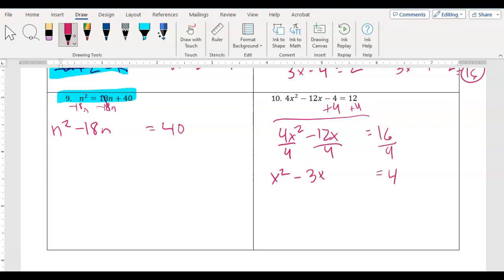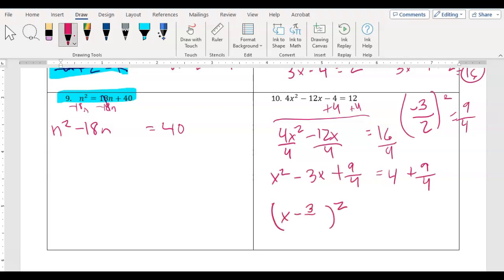There is a fraction in this one though, right? So negative 3 divided by 2 is negative 3 halves, or negative 1 1/2. And then we're going to square it. Leave it as a fraction. So this equals 9/4. I'm going to add 9/4 to both sides.